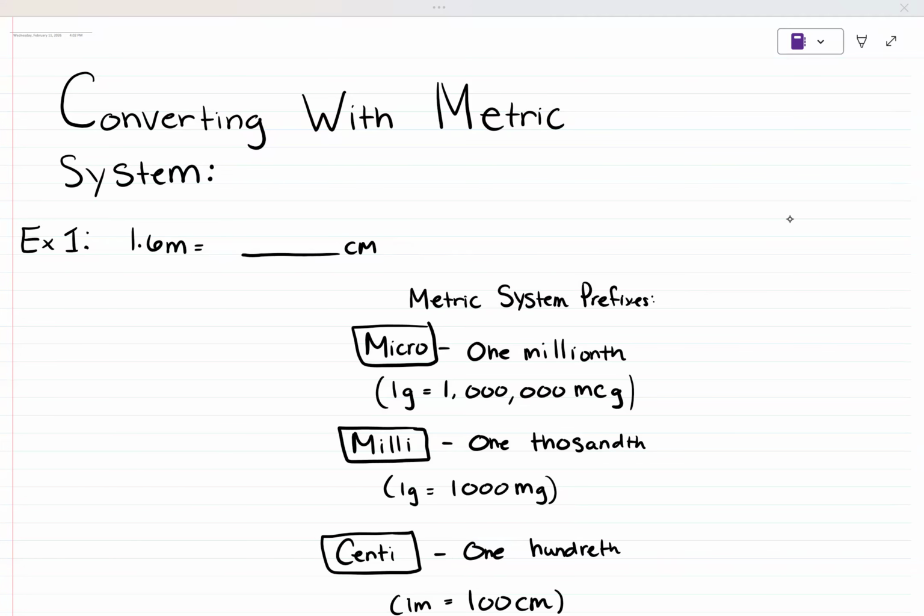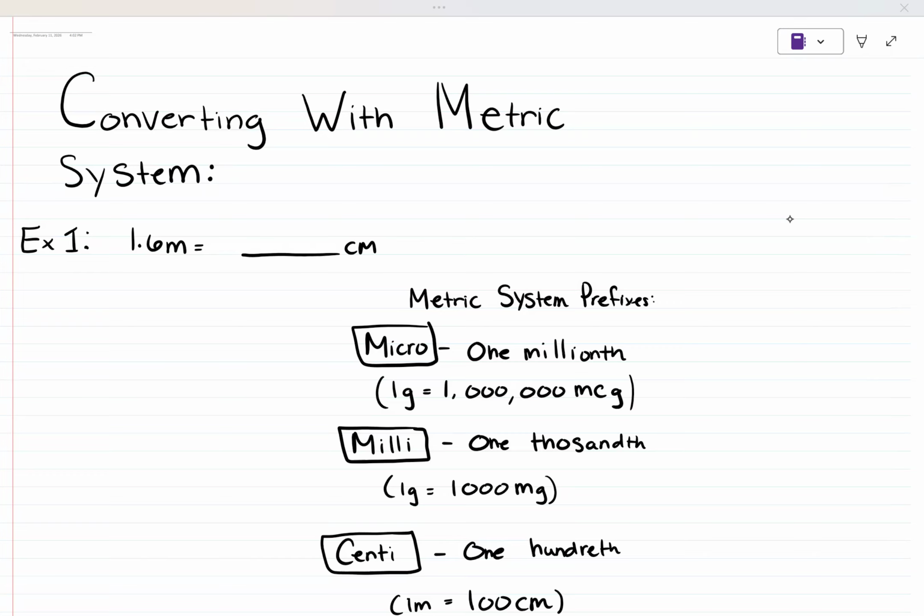Hello. In this video, I will do some example problems converting in the metric system using the three methods. We're going to start actual dosage calculation using the three methods, which are dimensional analysis, ratio and proportion, and move the decimal point method. In example one, we have to convert 1.6 meters to centimeters.